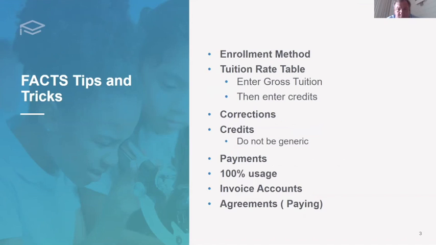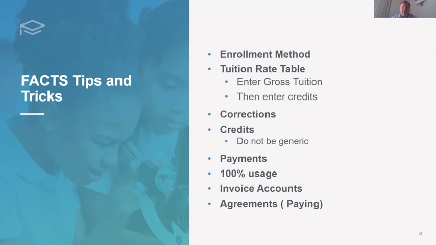Also, when it comes to making adjustments, we do corrections. It's just like erasing it and redoing it again, so it's saving some time. When you have credits, don't be generic, like financial aid, scholarships, whatever you want to call it. Be very specific because you can report on all of these. So if you have a foundation, a person, or a group of people that do this, be very, very specific so you can run reports on that. Just don't be generic.